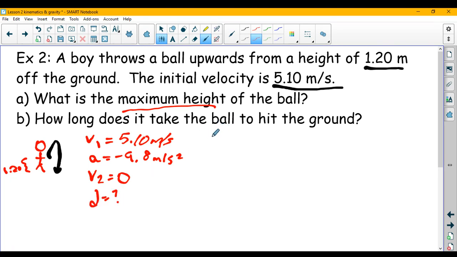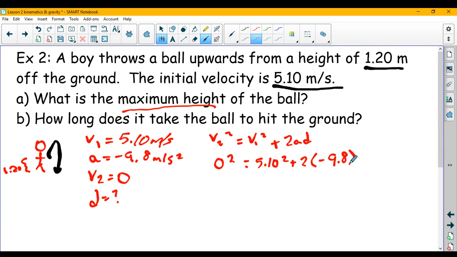So pick myself an equation, same thing, right, that we've been doing. Pick an equation, substitute, and do whatever math I need to do to solve. So V2 squared, 0 squared is 5.10 squared plus 2 times my negative 9.8 times D. That negative is super important. Otherwise, you'll get a weird answer. And I'm good. So I'm going to simplify a little here.